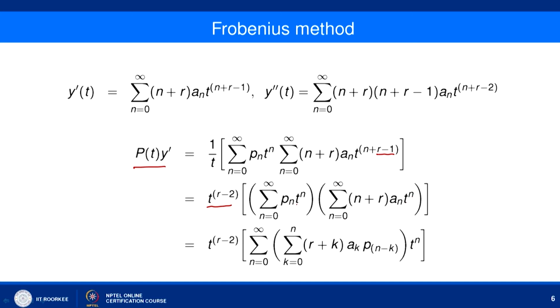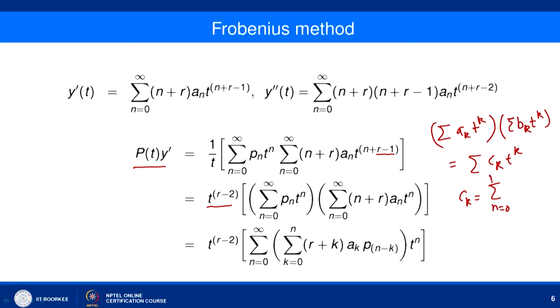Now, here we multiply the power series to get the following form: the summation n equal to 0 to infinity, summation k equal to 0 to n, (r plus k) a_k p_(n minus k). How do we multiply these power series? If we have two power series, the summation a_k t^k times the summation b_k t^k, then we will have a series c_k t^k, where c_k is given as the summation n equal to 0 to k of a_n b_(k minus n).